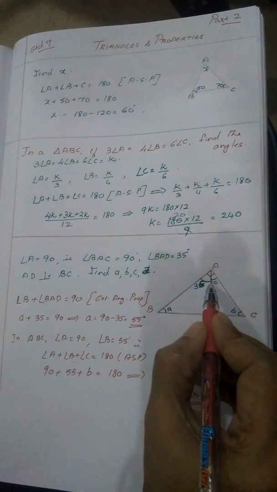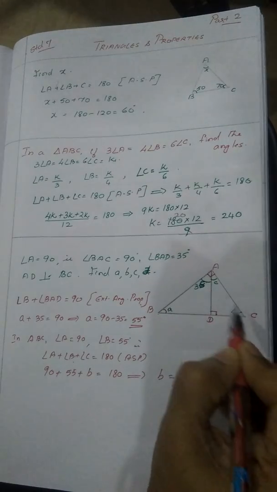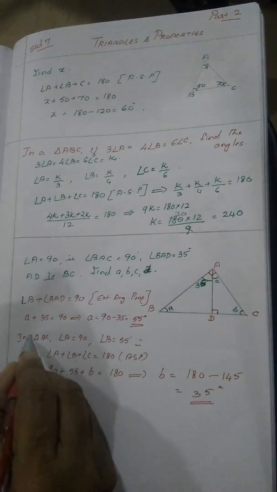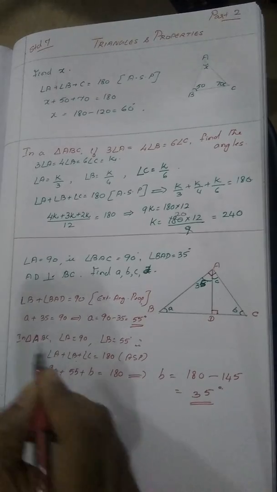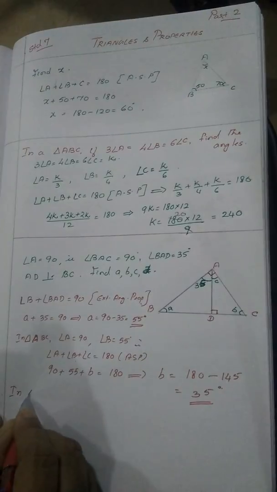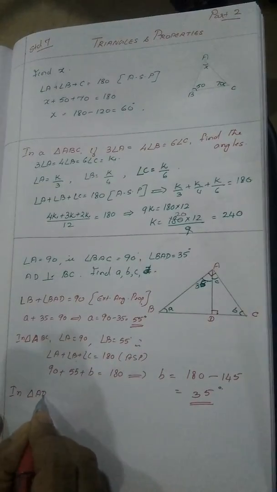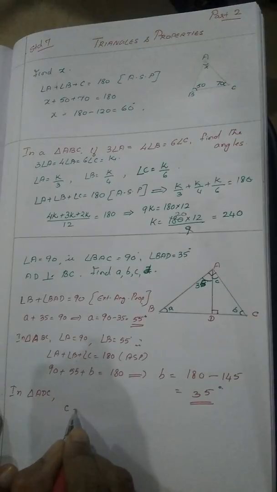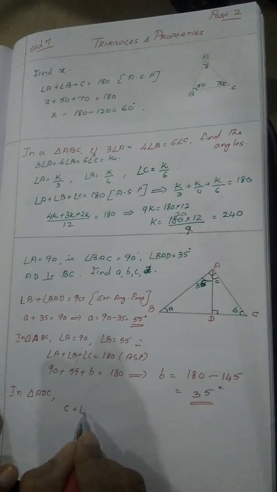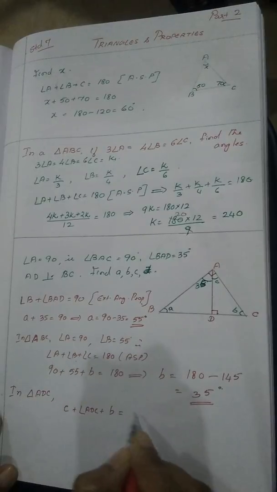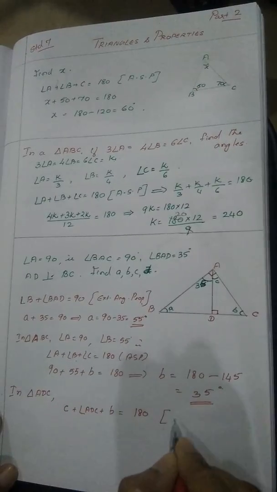Now we have to find angle C. So now consider the triangle ADC. So in triangle ADC, C plus angle ADC plus B is equal to 180. Again angle sum property.